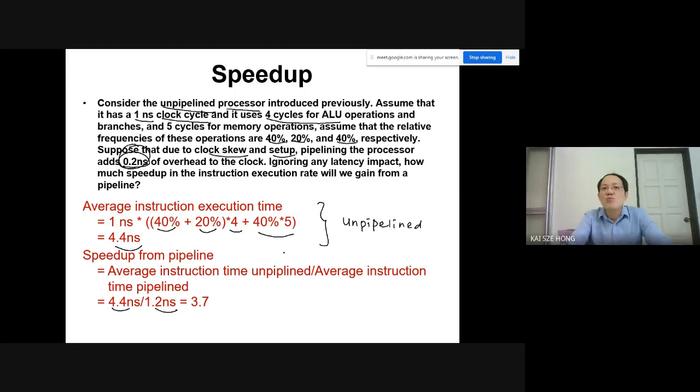So you can use 1 nanosecond to implement a lot of operations, compared to this one, 4 cycles for the ALU and also branches, and 5 cycles for memory operations. So in conclusion, you only need 1.2 nanoseconds, there is a 3.7 times performance improvement, okay? Yeah, so this is about the speed up.